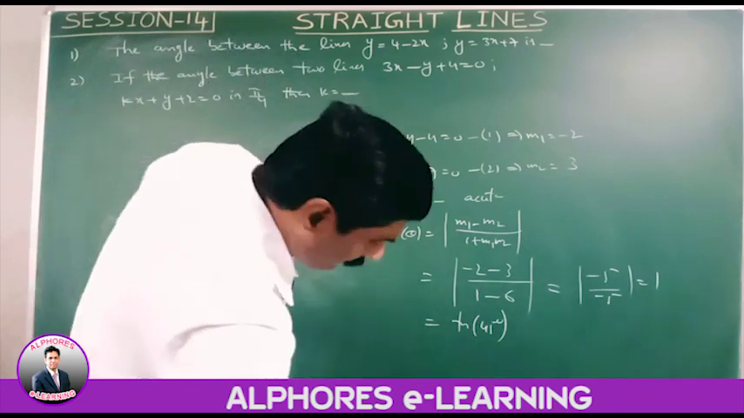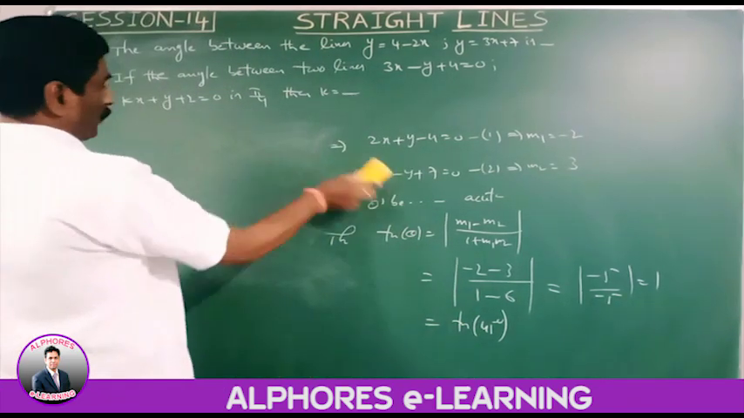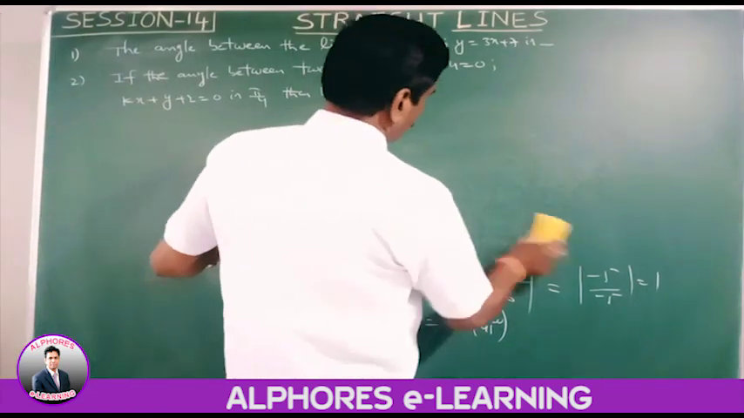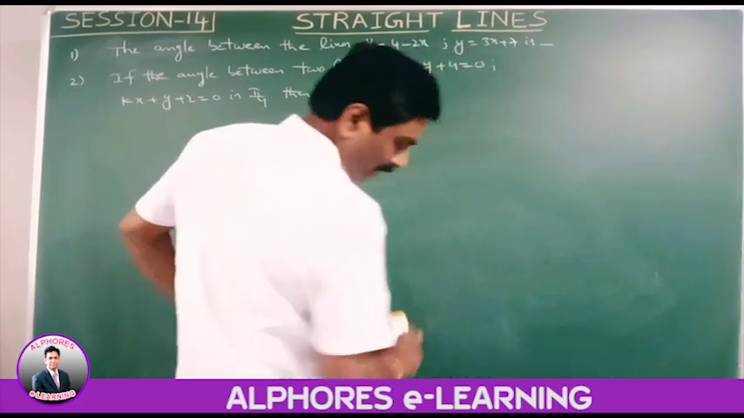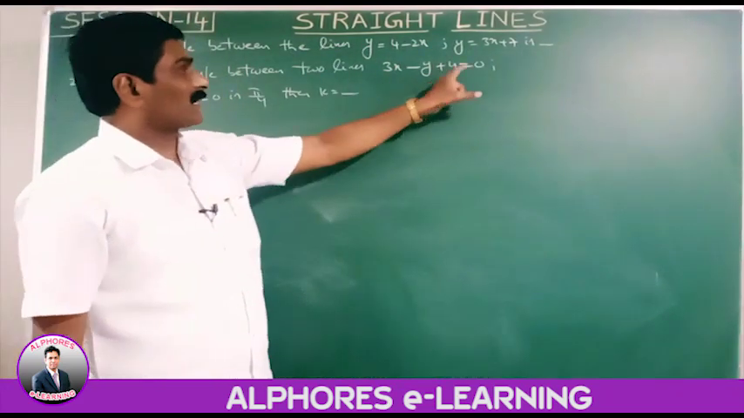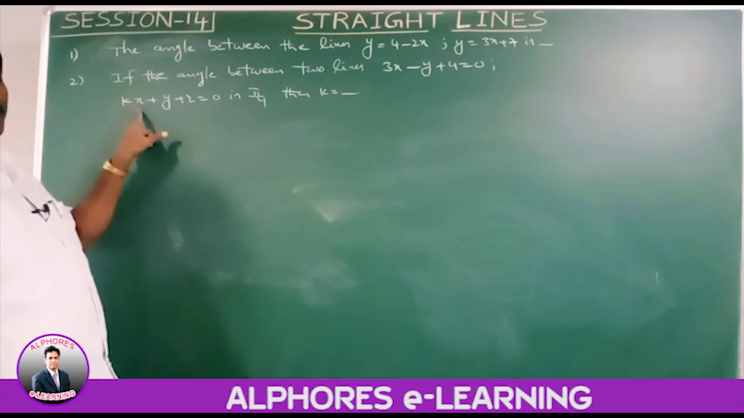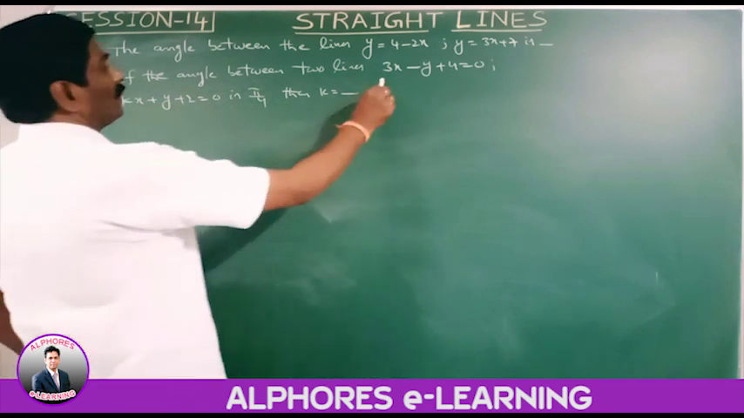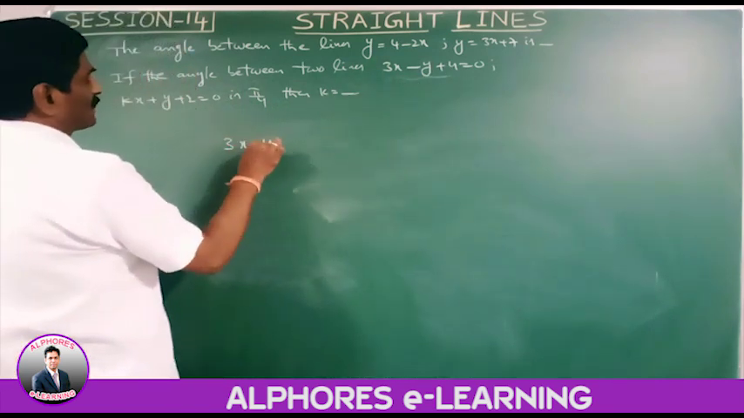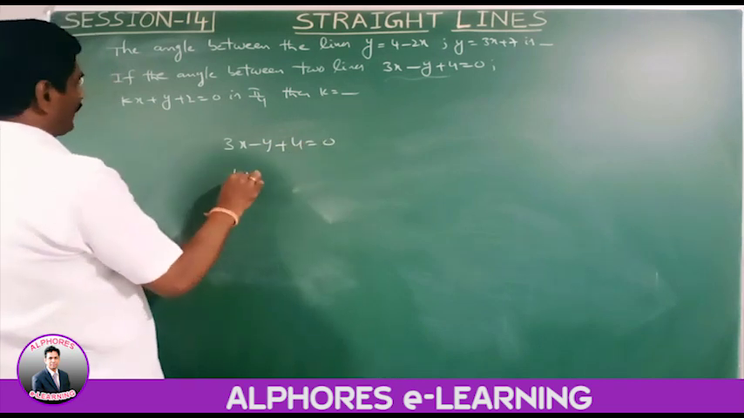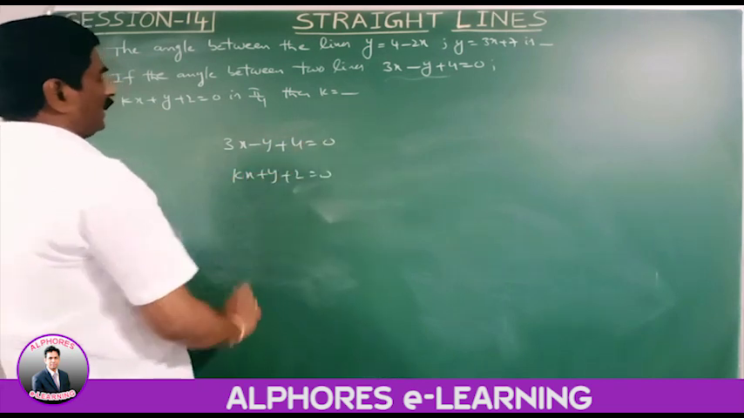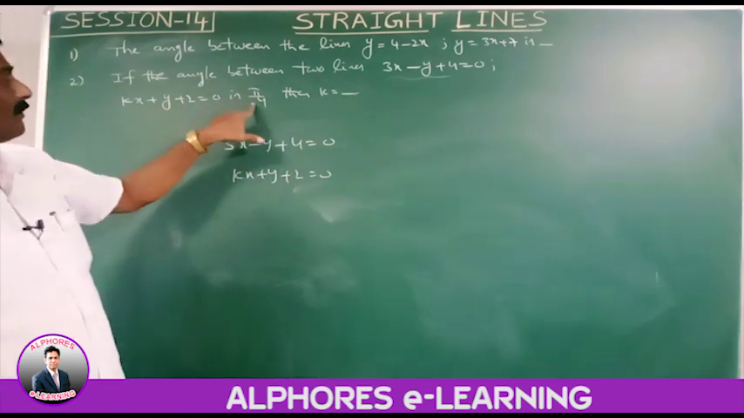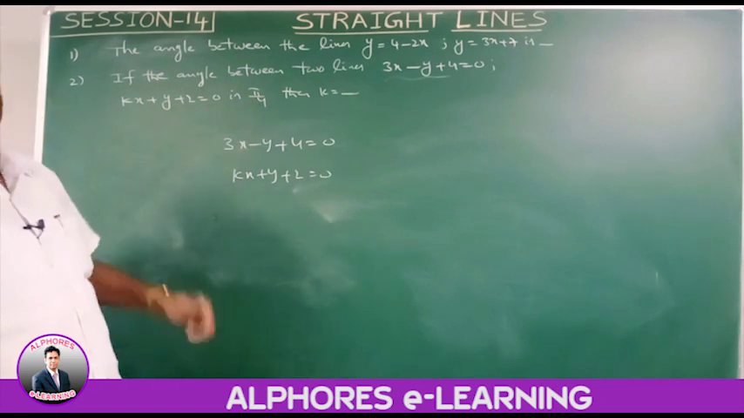Next, second problem. If the angle between the two lines 3x minus y plus 4 is equal to 0, kx plus y plus 2 is equal to 0 is pi by 4, then k is equal to dash. In this case, two lines are given. The first line is 3x minus y plus 4 is equal to 0. The second line is kx plus y plus 2 is equal to 0. In this case, k is an unknown value. But the angle between the two lines is given. What is the angle between the two lines? Pi by 4. By using this condition, we find the value of k.